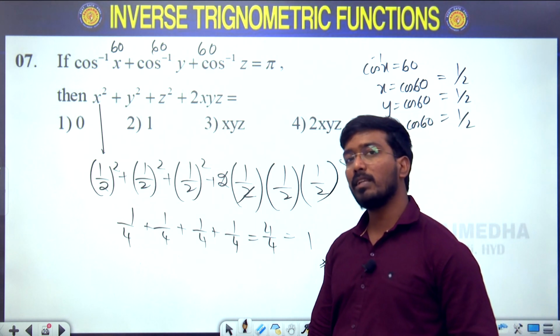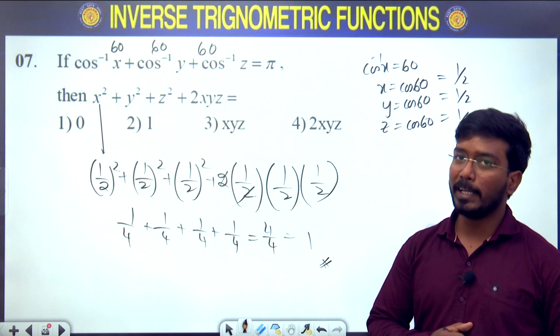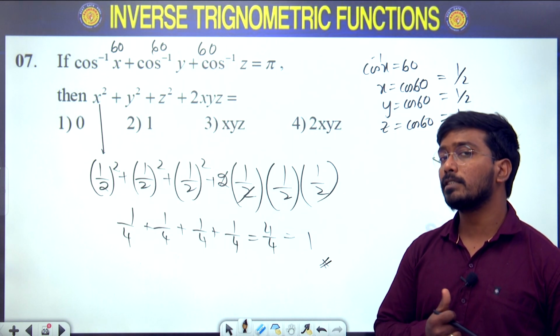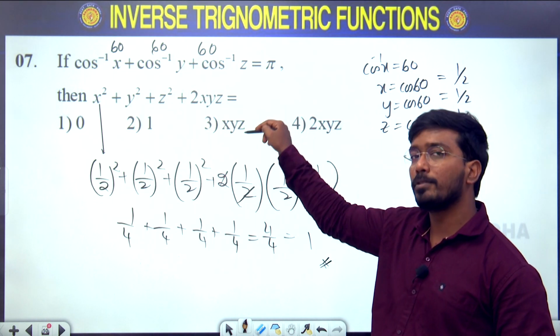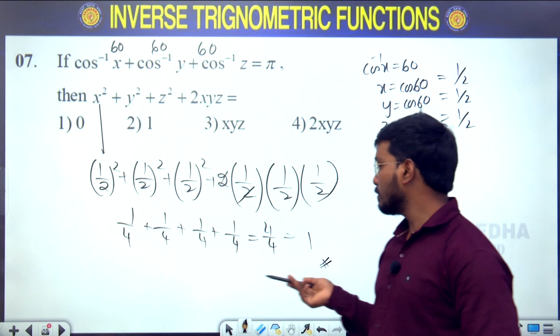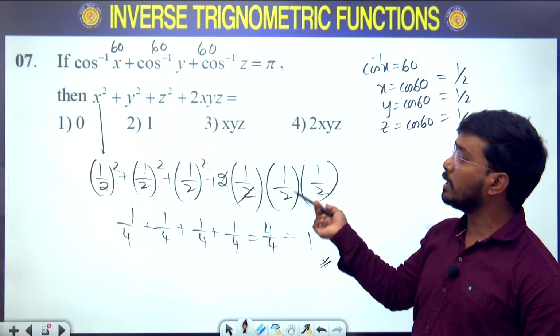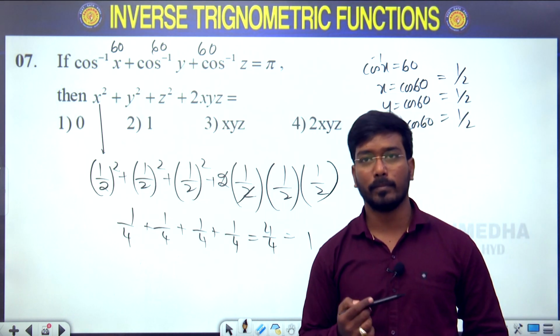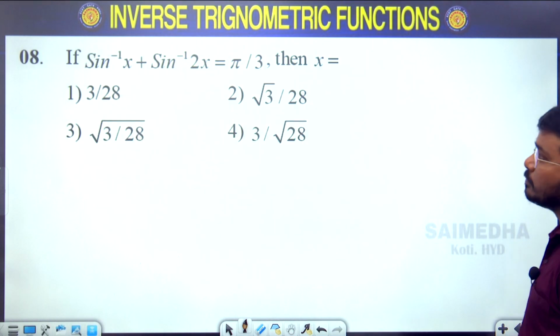This question will have multiple possibilities of getting the answers. If question and answer do not match, you need to substitute whatever assumptions you are taking in the options also. Suppose all the options are given in terms of x, y and z, and we got the answer as 1. Then what we need to do? We need to substitute the same values of x, y, z in the options also and verify. Okay. Pause the video, note it down. Let's go for the next question.